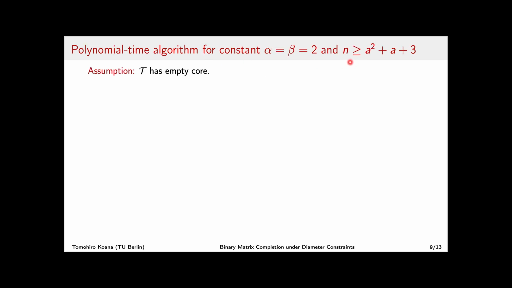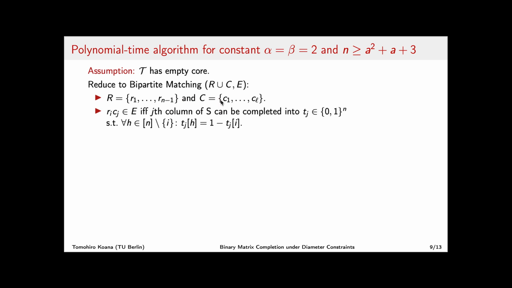Now we look at the algorithm for the case when n is at least a squared plus a plus 3. To make the algorithm simple, we assume that both alpha and beta are equal to 2, and in addition, we assume that the sunflower T has empty core. So we reduce to bipartite matching. First, for every row we introduce a vertex except for the last row. So we have n minus 1 vertices, and then we introduce a vertex for every column.